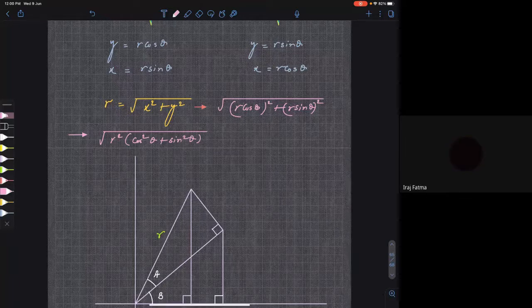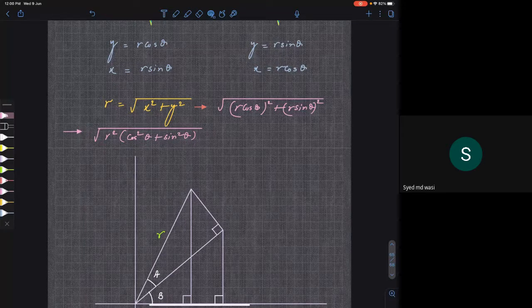Now tell me, what is cos square theta plus sin square theta? Sir, 1. Where did you get that from? From the trigonometric identities. Yes, trigonometric identity, which is nothing but Pythagoras theorem. Do you agree? So it is equal to under root of R square, which is equal to R. Clear? So under root of x square plus y square is always equal to R. So x and y are called rectangular components of R. Clear? Yes, sir. Okay.